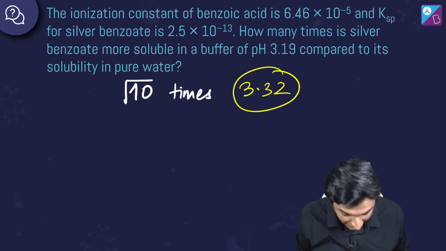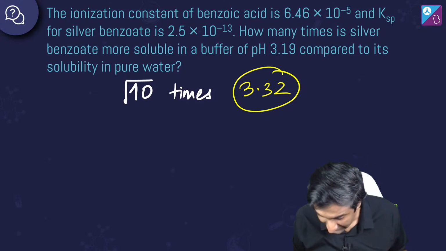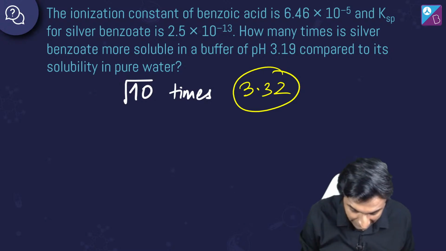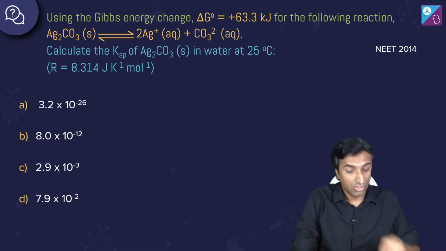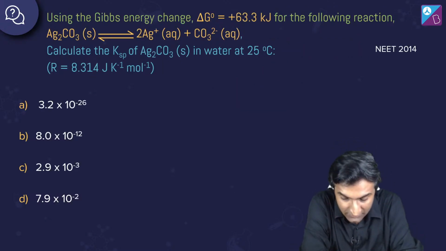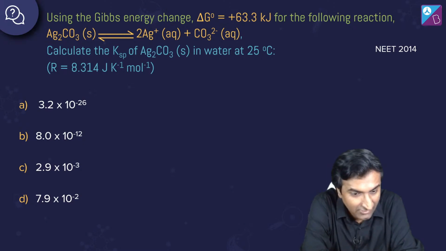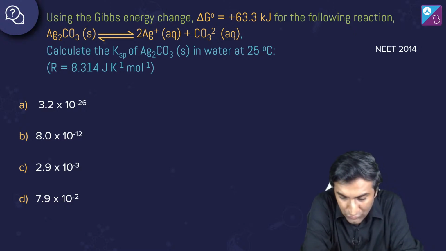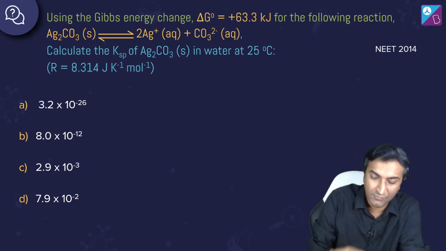चलो एक सवाल करते हैं. कहाँ का सवाल किया जाए? Let's do a question from NEET 2014. बहुत इंटरेस्टिंग सवाल है. Use the Gibbs energy change for the following reaction. That's okay, Vishal. Yeah, Lavanya. Good job. You're right. Absolutely right. 3.32. Yeah. Using the Gibbs energy change, delta G is equal to this huge value for the following reaction. Matlab, this is a non-spontaneous reaction.